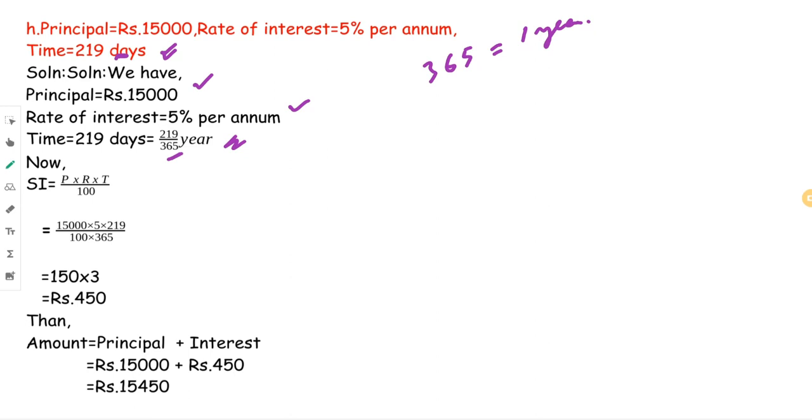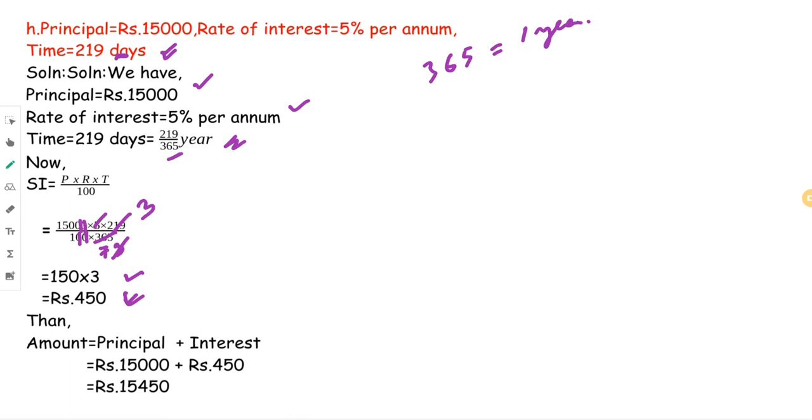Once we're done with that, first I have to find the simple interest, right? So PRT by 100. Principal is how much? 15,000. Rate is 5%. 5% means 5 by 100. You can already see time is 219 by 365, right? All right, now let's start division. 0 0 0 0. Then I can divide: 5 ones are 5, 5 7s are 35, 35, then 1 and 9, 5 3s are 15. Okay, then 73 into 3 will give me 219. Then I'll be left with 150 into 3. If you multiply, we will get the simple interest to be equal to rupees 450.